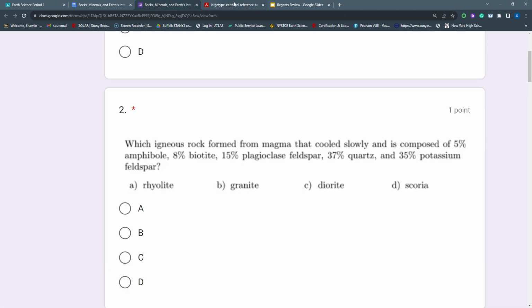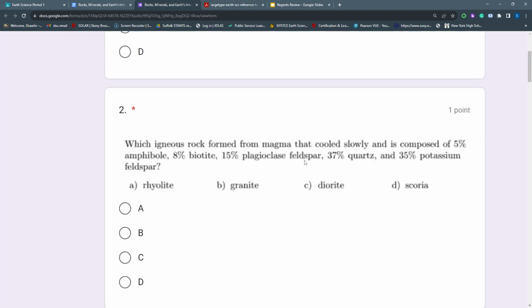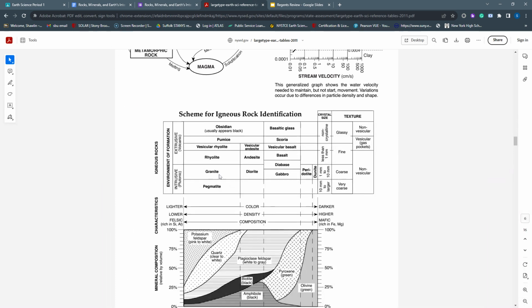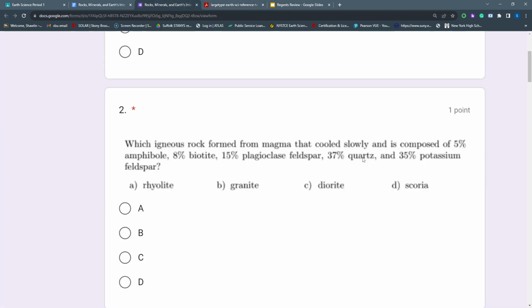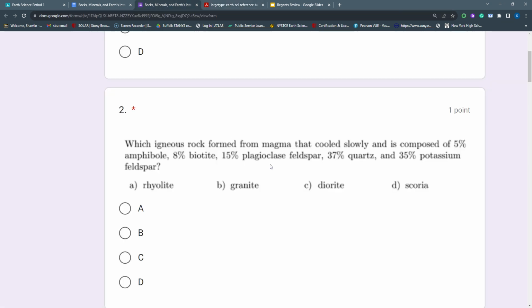B is granite. Granite is intrusive, so that might be it. C is diorite. Diorite is intrusive, so that also might be it. And D is scoria. Scoria up here is extrusive, so that's not it. So my answers are between granite and diorite, B and C.